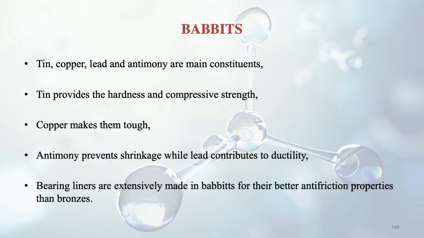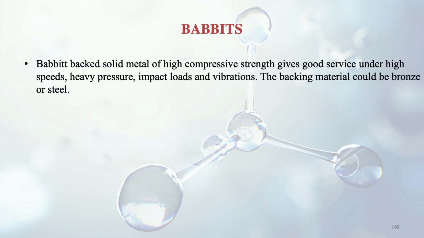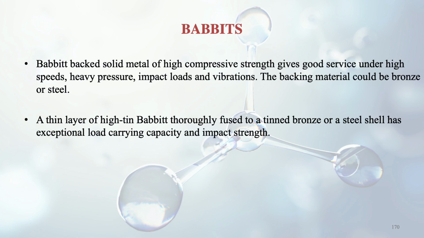Bearing liners are extensively made in babbitts for their better anti-friction properties than other bronzes. And babbitt backed solid metal of high compressive strength gives good service under high speeds, heavy pressure, impact loads and vibrations. The backing material could be bronze or steel. A thin layer of high tin babbitt thoroughly fused to a tin bronze or a steel shell has exceptional load carrying capacity and impact strength.